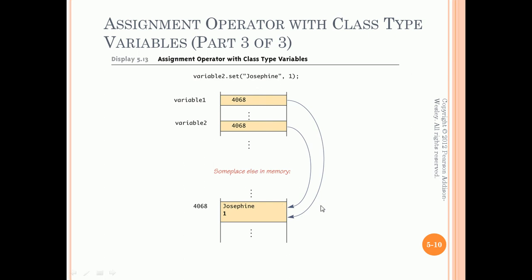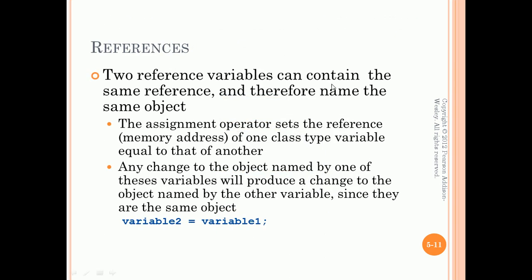So when you use the assignment operator, as both objects were pointing to the same location, the changes by one can be seen by the other. Two references that contain the same reference basically refer to the same object. The assignment operator sets the reference of one class type equal to another. Any change to the object by one of those variables will produce a change to the object by the other variable, since they are the same object. So this pointer was pointing to the same object, and changes by this object will be reflected in the variable 1 object.